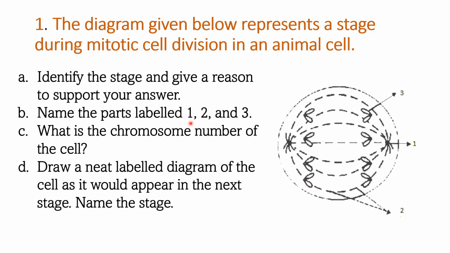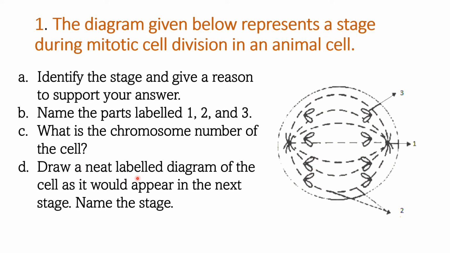Name the parts labeled 1, 2 and 3. 1 is centriole, 2 spindle fibers, 3 chromatids. What is the chromosome number of the cell? Yes, you have to check the chromatids. How many chromatids are there? 1, 2, 3, 4, and 4. The number of chromosomes in this cell is 4.